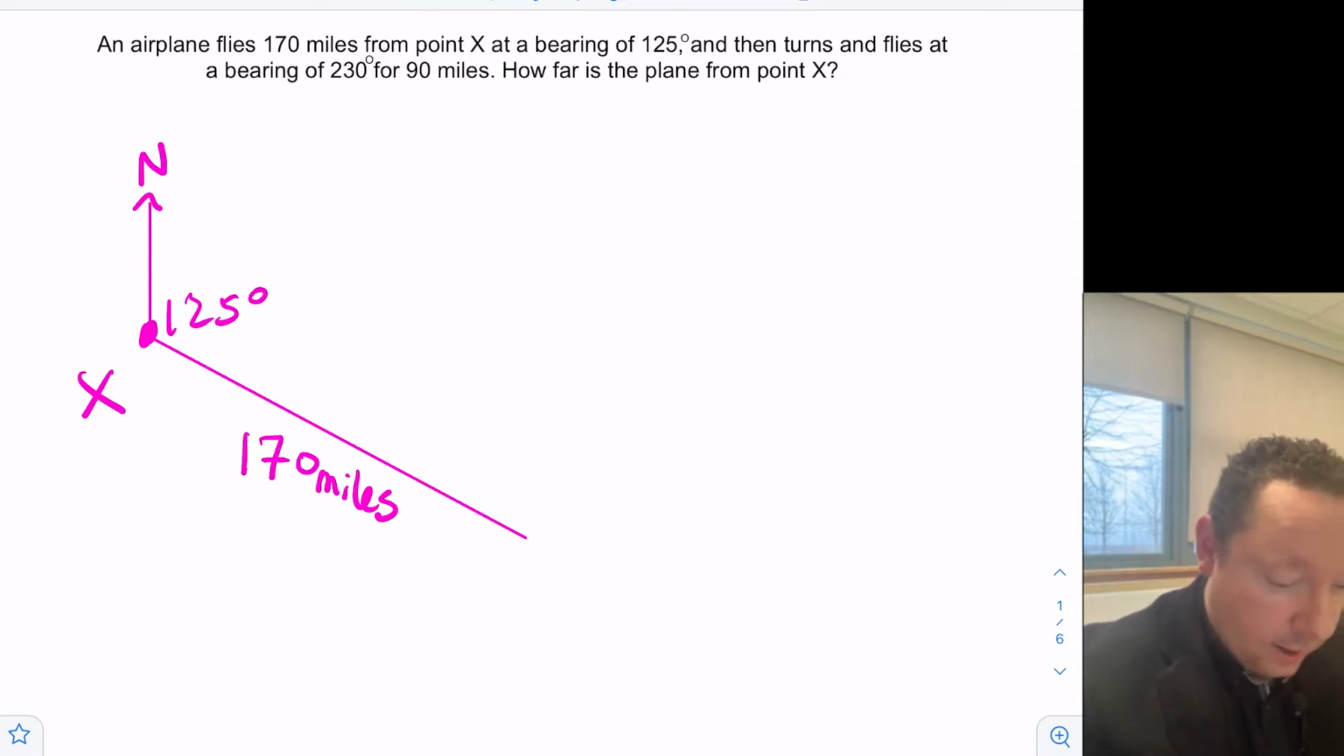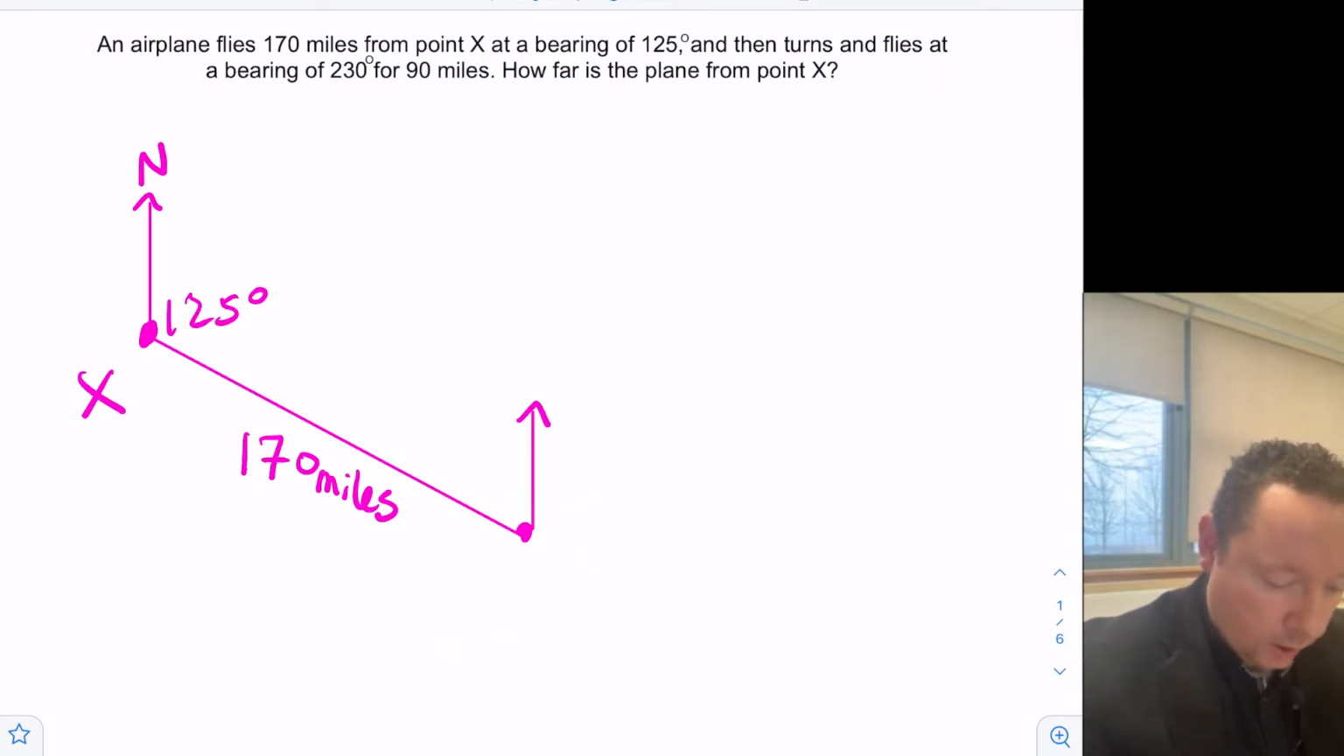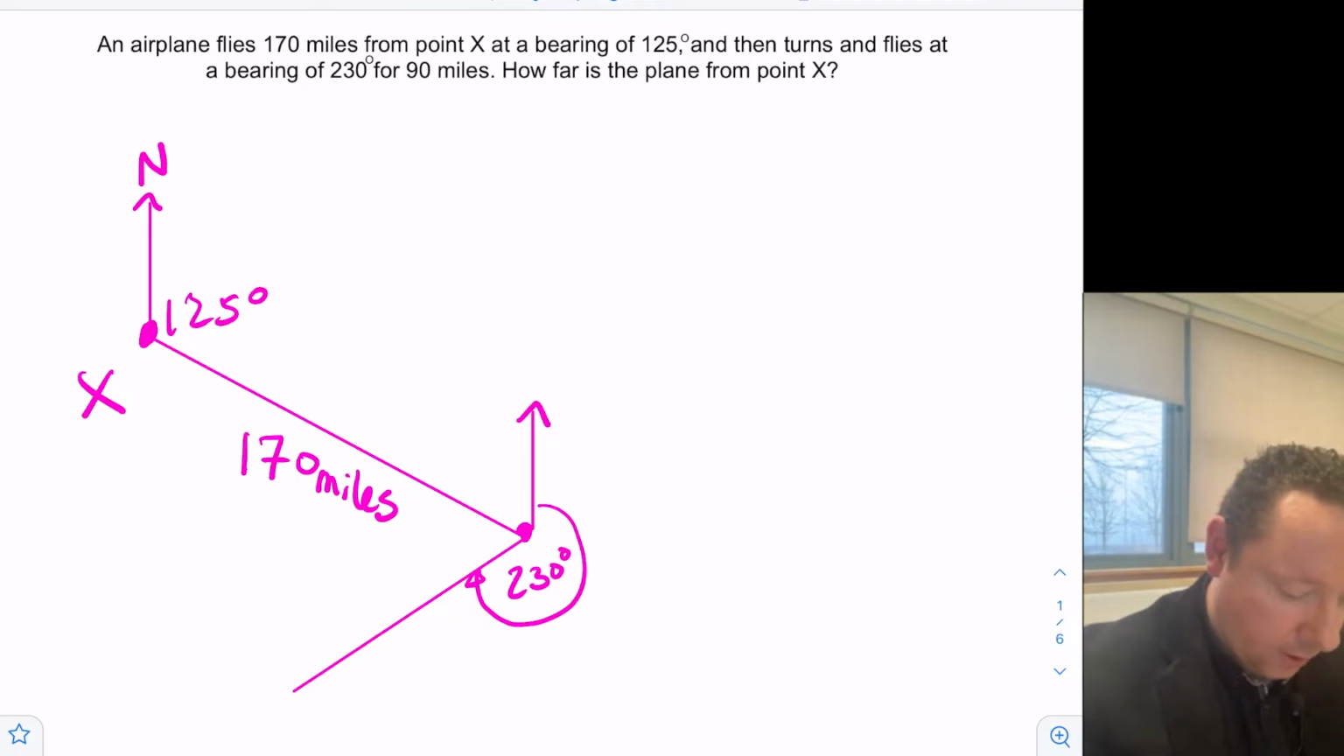It then flies at a bearing of 230 degrees for 90 miles. So I've got a new bearing starting at this point here, and I need another north line to signify my new bearing. I need to turn 230 degrees. That's going to be about here, because I know that that's 180 and that's 270. Most of the time you're not having to draw these, so don't worry if you can't. He's going to fly off in this direction. That's my bearing going from north all the way around clockwise, so that angle in there is 230 degrees, and that distance is 90 miles.